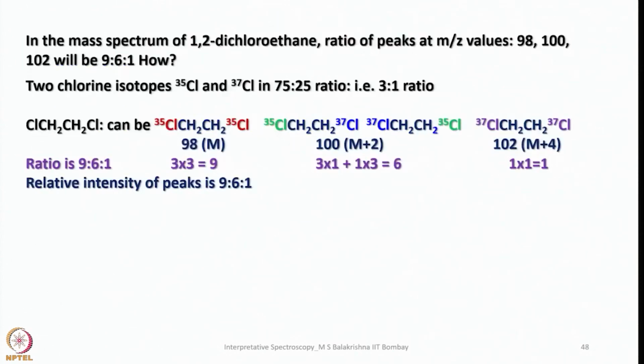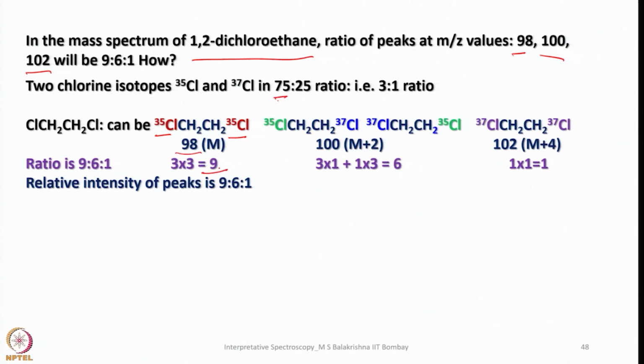Okay, so now another example. In the mass spectrum of 1,2-dichloroethane, the peaks are at mass to charge values 98, 100 and 102. If the ratio of these is 9:6:1, explain how. When we look into chlorine, two isotopes are there, 35Cl and 37Cl. They are in the ratio of 3:1, that is 75% and 25%. Then we write all possible combinations of these two isotopes in dichloroethane. One is 35Cl and 35Cl both. Here it is 98, 75 both. That's the reason it is 3 into 3, 9.